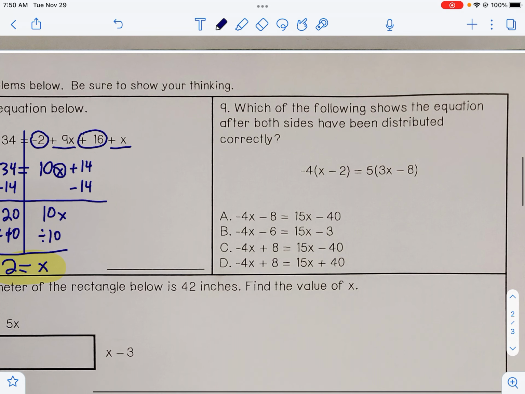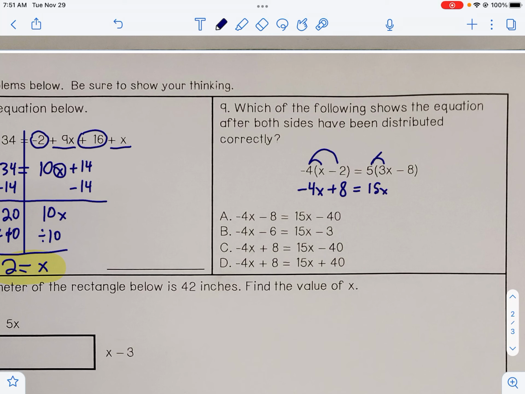For number 4, it says which shows the equation after both sides have been distributed correctly. So we need to distribute negative 4 times x makes negative 4x. Negative 4 times negative 2 makes positive 8. 5 times 3x makes 15x. And 5 times 8 makes 40. So looking through our answer choices, that matches up with answer choice C. Final answer.